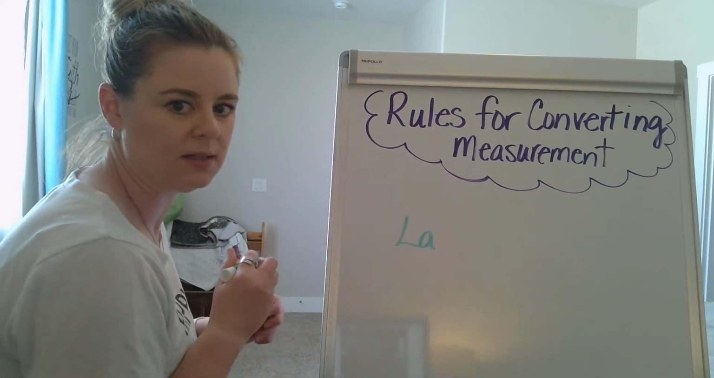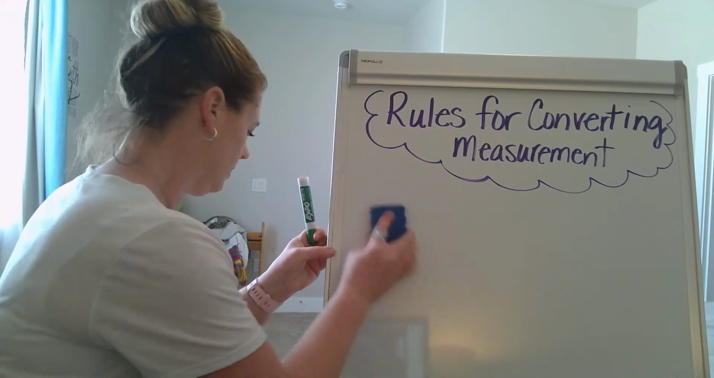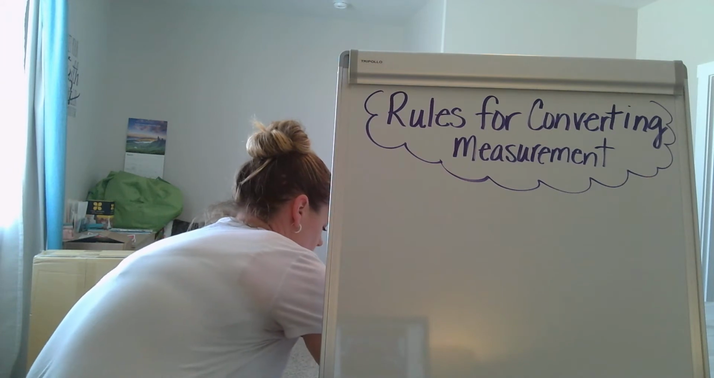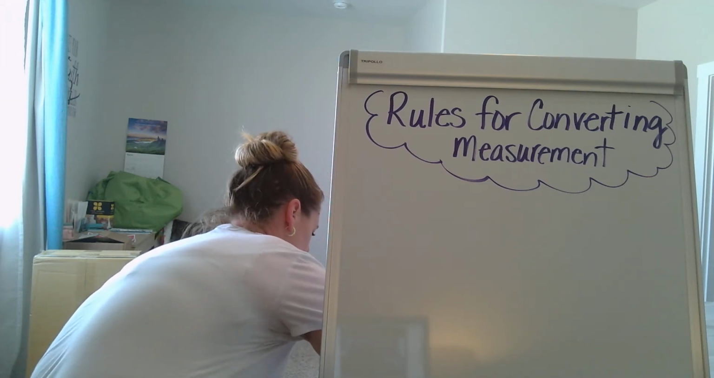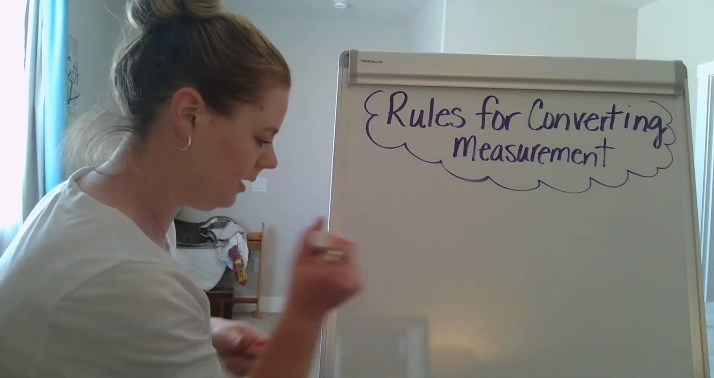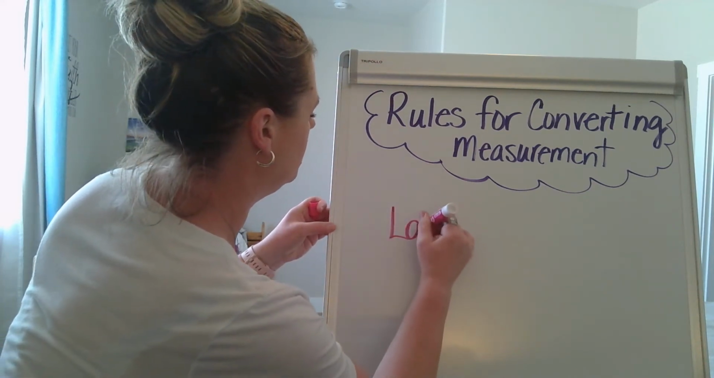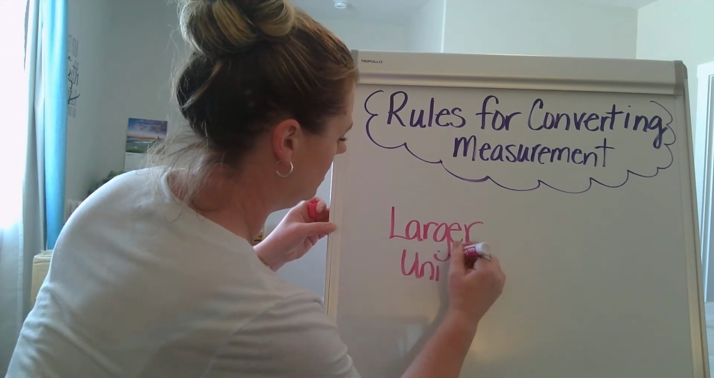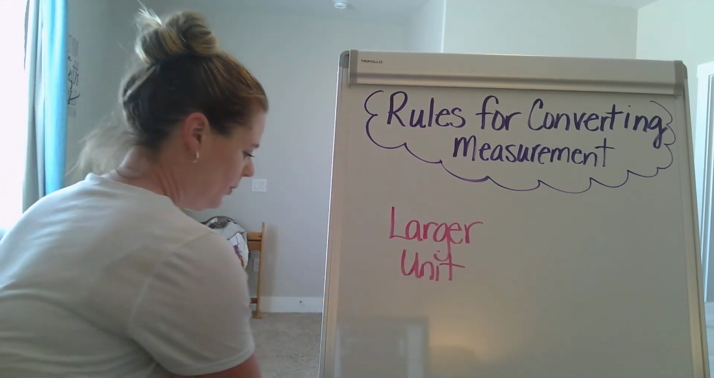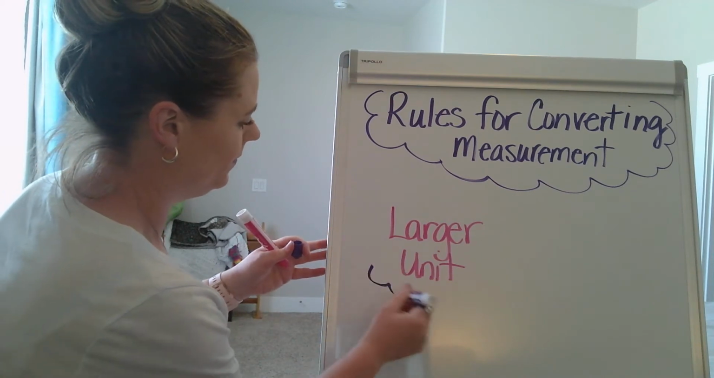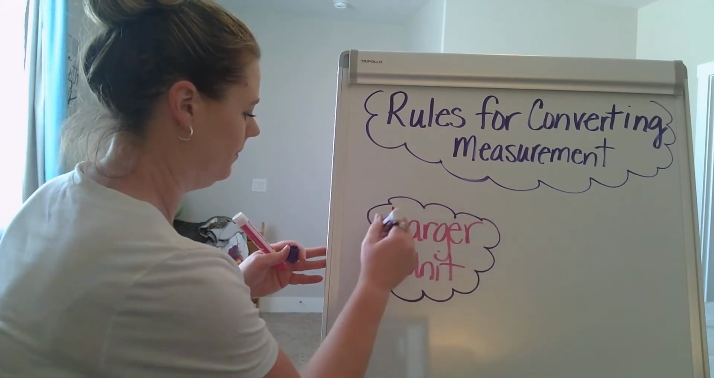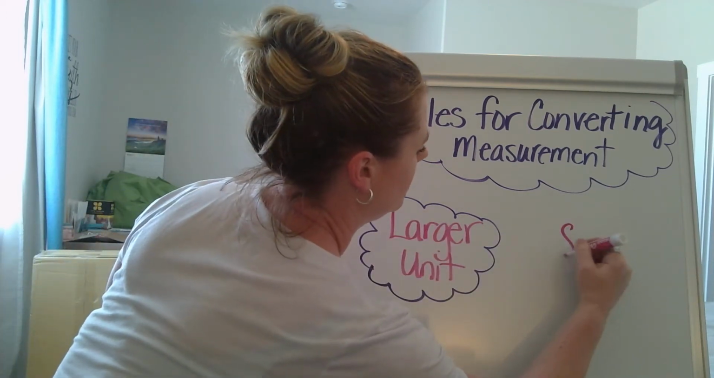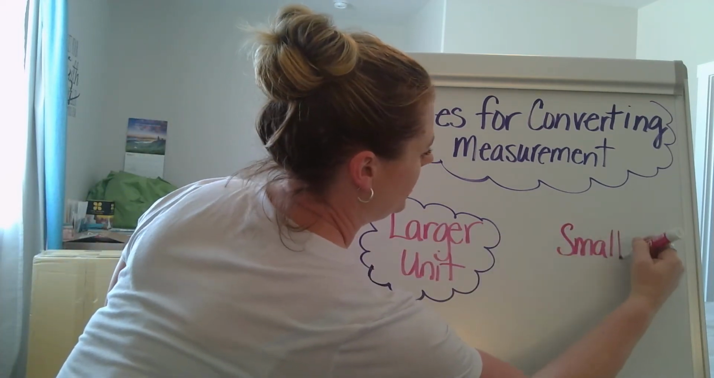So we're going to write the larger unit in 1 cloud. Oh, can you see that? Not very well, huh? What about here? Can you see that? There we go. Larger unit on this side, and put it inside of a cloud. And then the smaller unit goes on this side, inside of a cloud.